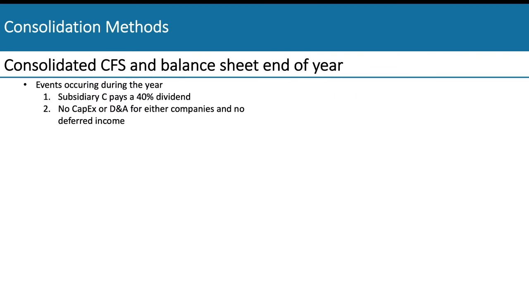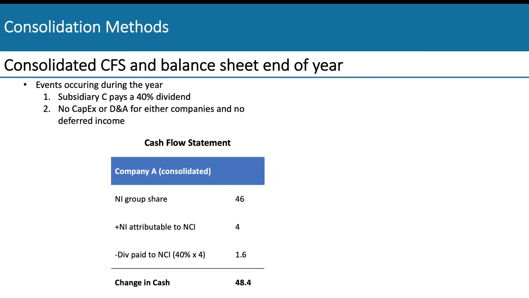Now lastly, let's look at the cash flow statement and the balance sheet at the end of the year. So let's just assume two things. The first is that subsidiary C pays a 40% dividend for the year, and that there's no capex or D&A and no deferred income. So some simplifying assumptions. So the cash flow statement. So you remember the whole thing with net income, group share, and all of this.